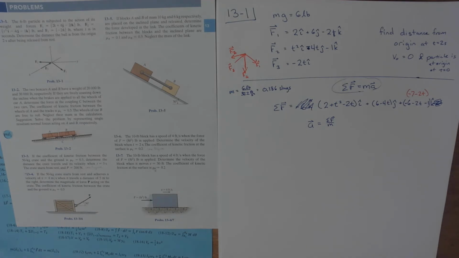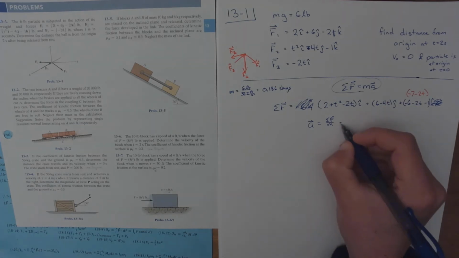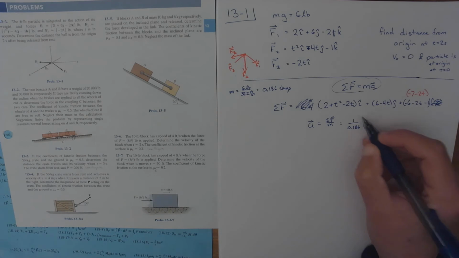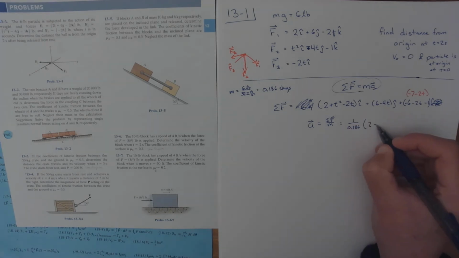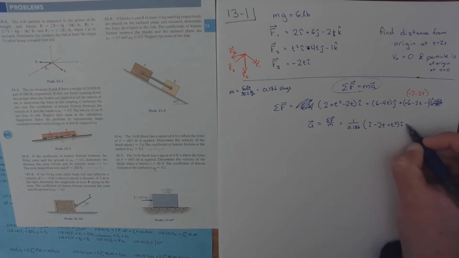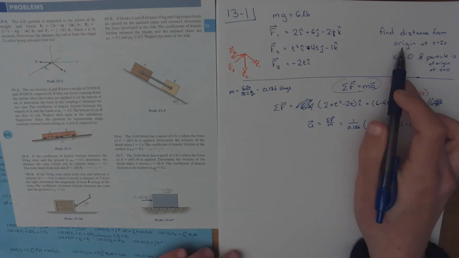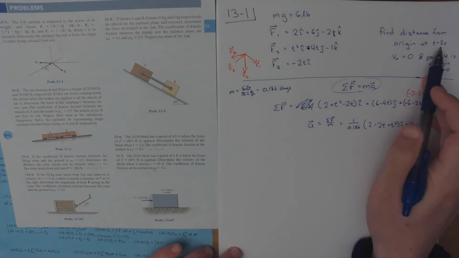Okay, so now my acceleration is just going to be 1 divided by 0.186 times the net force. We can write it a little nicer. So that's (2 minus 2t plus t squared) i hat plus (6 minus 4t) j hat plus (minus 7 minus 2) k hat. Okay, now we are looking for the distance from the origin when time is equal to 2 seconds.